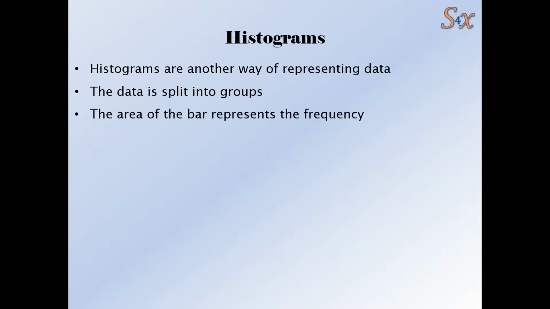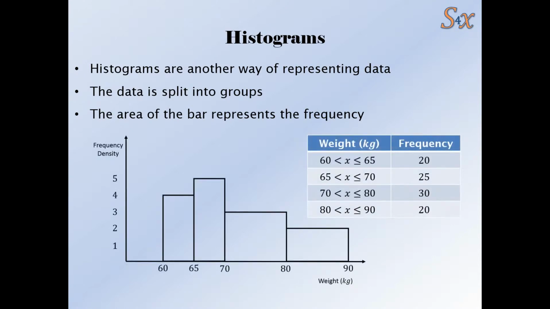This is the thing that kind of defines histograms. The area of the bar represents the frequency. Okay, so it's not just how tall the bar is, like in a bar graph, it's also about how wide the bar is, and it's the total area which tells us about how many people are in that group, the frequency. So here's an example to look at.